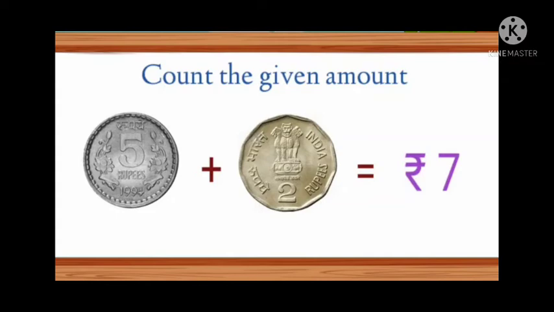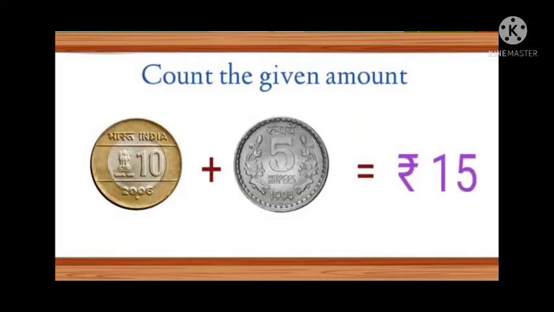5 plus 2 is equal to 7. So a 5 rupee coin and a 2 rupee coin together make 7 rupees. This R is the sign of rupee.